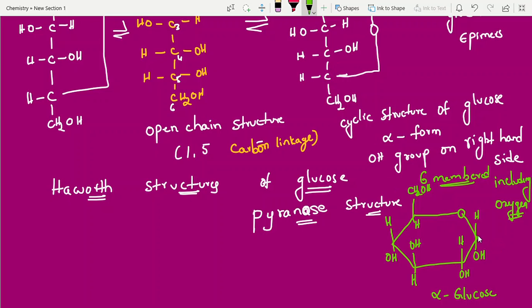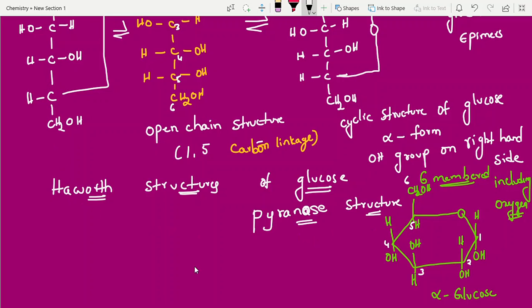See this carbon, fifth carbon. You can give numbering also: 1, 2, 3, 4, 5, 6. Okay, the fifth carbon, see, one is hydrogen, one is CH2OH, and one is the cyclic linkage. That's all, students.